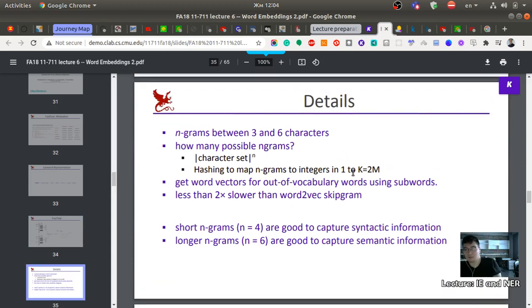And you can use n-grams between 3 and 6 characters. How many possible n-grams? So there is a very big number of n-grams. To simplify it, they use hashing. So for example, they limit the size of n-grams. Like there is no all n-grams. You only find out the, it's less than 2 times slower than the word. So it's very fast to train. Short n-grams are good.